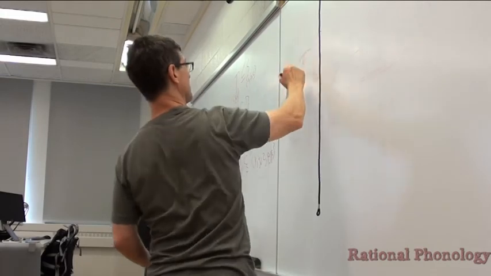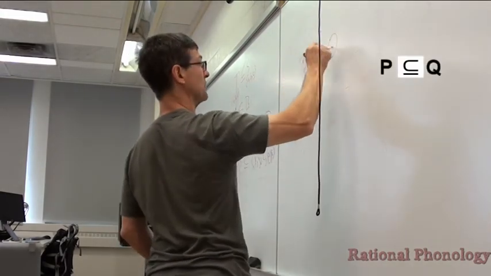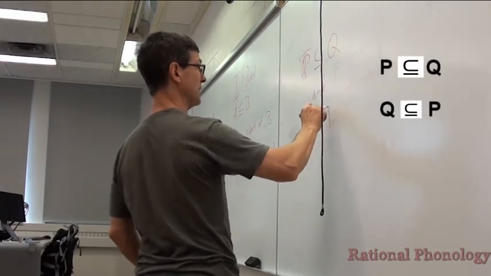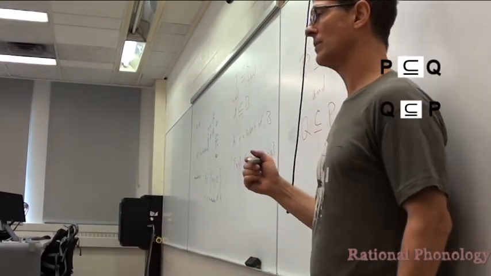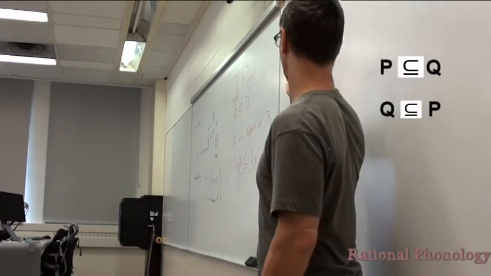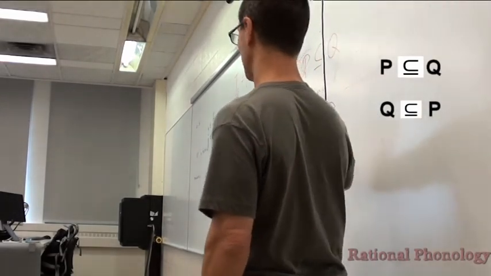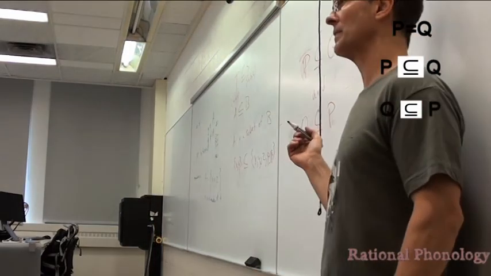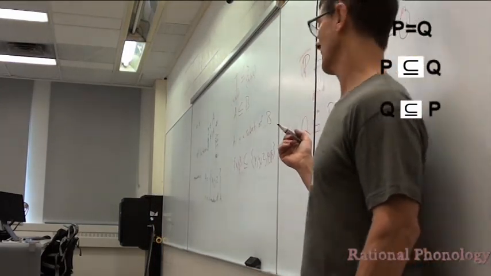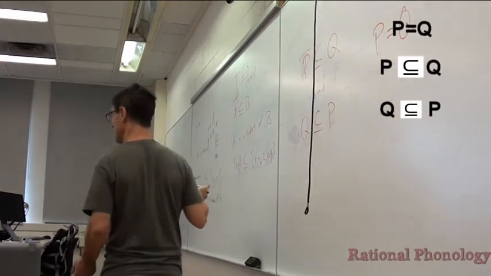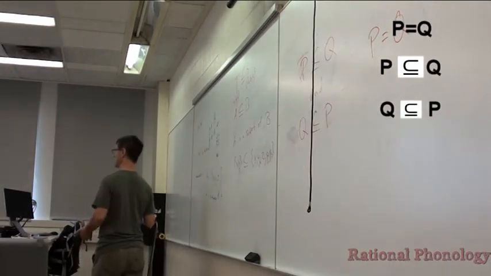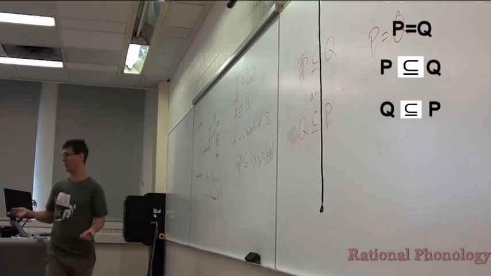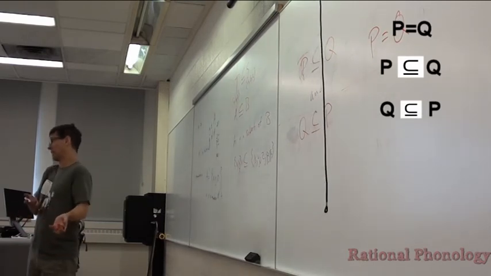So, it turns out, let's take some other letters, if P is a subset of Q, and Q is a subset of P, then what do you know? If everything in one is in the other, and everything in the other is in the one, then we know that P and Q are the same set. Okay? Another way to say the same thing is every set is a subset of itself. Right? Every set is a subset of itself. Because every set has everything that's in itself.